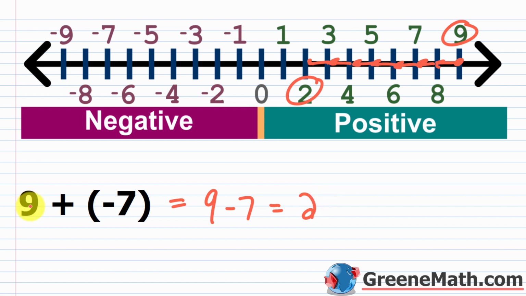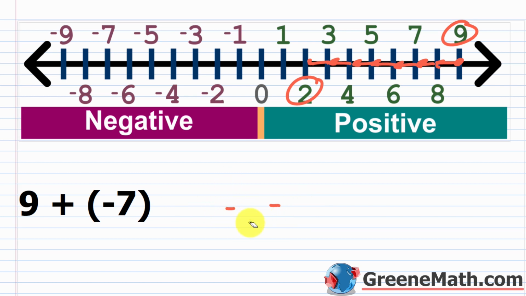Again, the larger absolute value here is 9. 9 is 9 units away from 0 on the number line, and negative 7 is 7 units away from 0 on the number line. So basically, I'm not taking away enough to get me to 0 or some negative value, so the answer is going to be positive. Right? And then you could just subtract the absolute values. 9 minus 7 is 2.